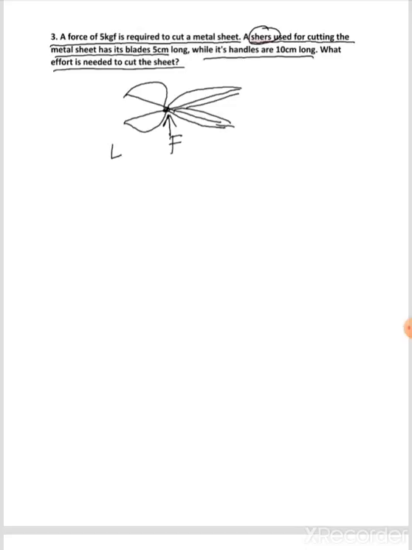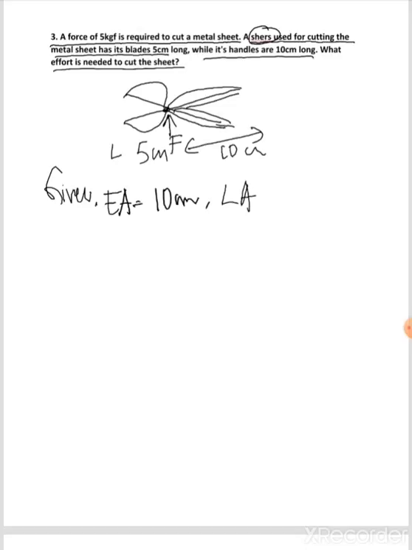Here we'll have the load, and the load arm here is 5 centimeter, and this distance, the effort arm, is 10 centimeter. So if I have to draw the figure, it looks like this. Let us write the given things. Given: effort arm is 10 centimeter, load arm is 5 centimeter. We are asked to find effort, isn't it? To find the effort, you know the formula, MA equals L by E, isn't it?